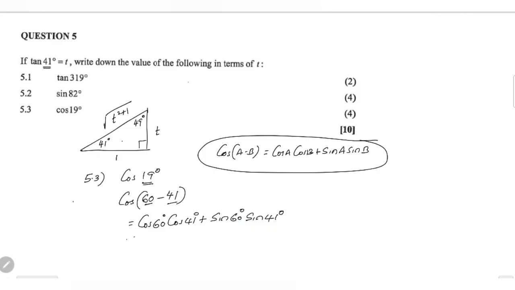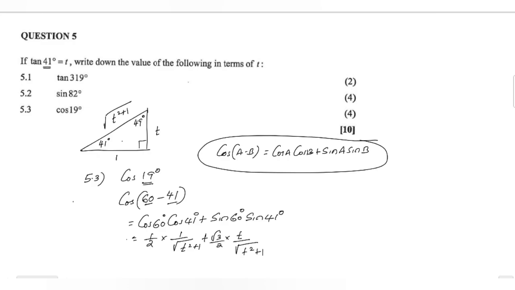What is cos 60? Cos 60 is 1 over 2. What is cos 41? You can get it from the diagram: adjacent over hypotenuse, that is 1 over square root of t squared plus 1. Plus, what is sin 60? Sin 60 is root 3 by 2. Then sin 41 is opposite over hypotenuse, that is t over square root of t squared plus 1. See, we are done. We substitute and that's it. The answer is there in terms of t.